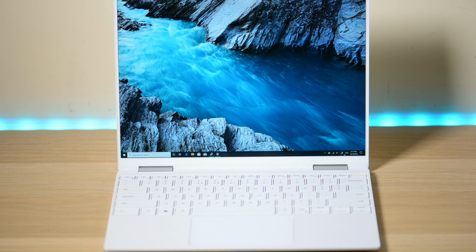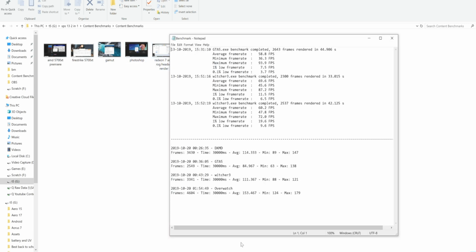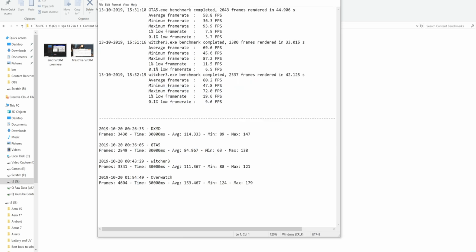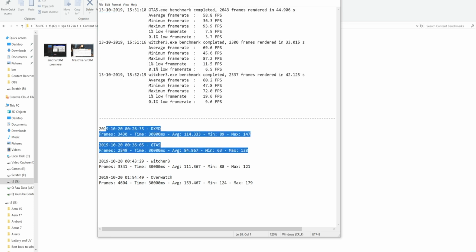Let's first go to gaming, because a lot of people want to know about gaming. So this is with the XPS 13 2-in-1, 10th generation Ice Lake CPUs, as I said. And it's not good news, because I actually had to pull out the Radeon 7. So here we have some benchmarks. This one was taken with the 5700 XT. This is with the Radeon 7.